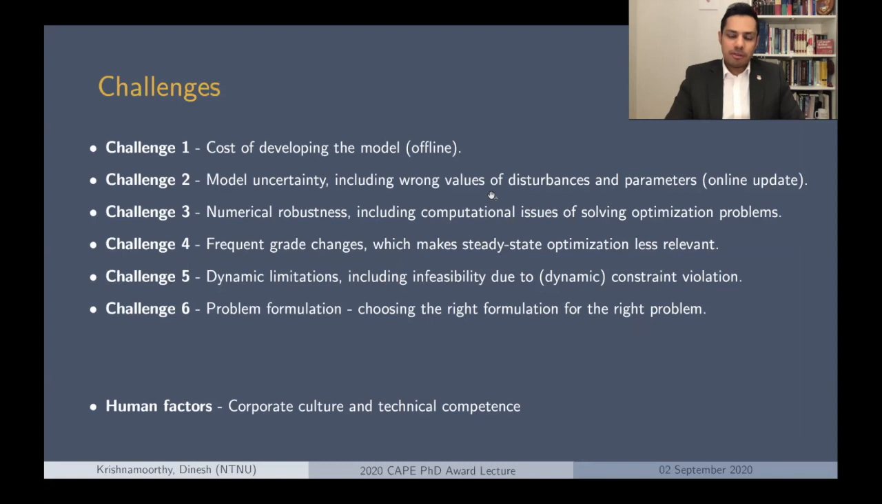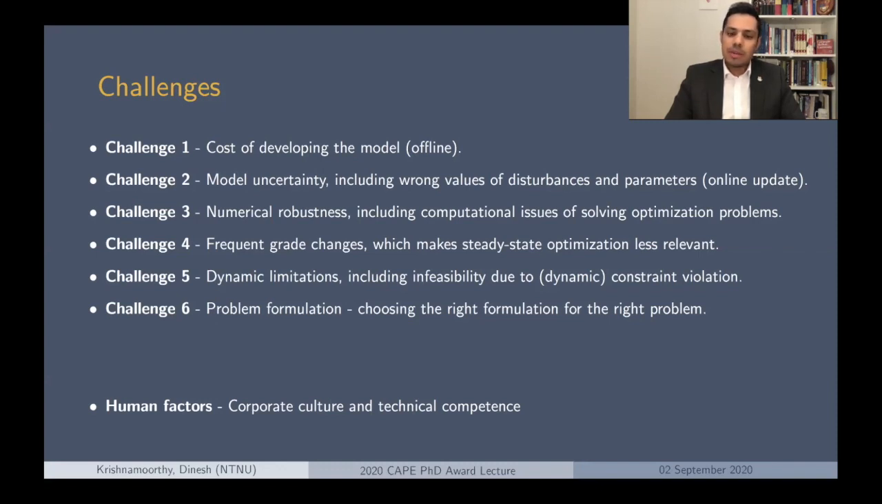There are different reasons for this, and we try to list them in the order of importance. For example, optimizing the process requires detailed process models, which may be expensive to develop. Once we have the process models, the models need to be constantly maintained and updated in order to sustain the benefits of RTO. Solving the numerical optimization problem may also have computational issues or numerical robustness issues. And for some processes, steady-state optimization may not be relevant. There could also be some dynamic limitations, such as infeasibility due to dynamic constraint violations. And finally, choosing the right formulation for the problem at hand is important.